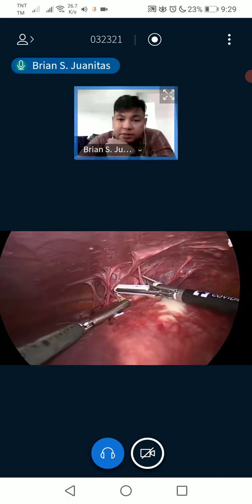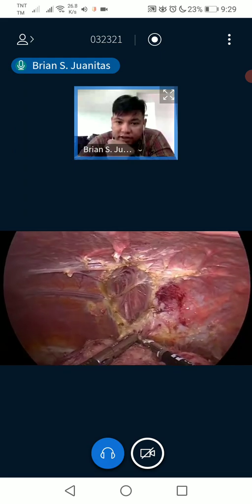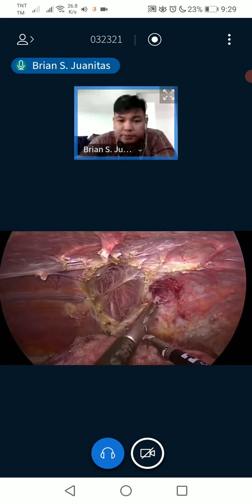This is hydatid cyst removal sa liver. Okay? Hydatid cyst removal sa liver.